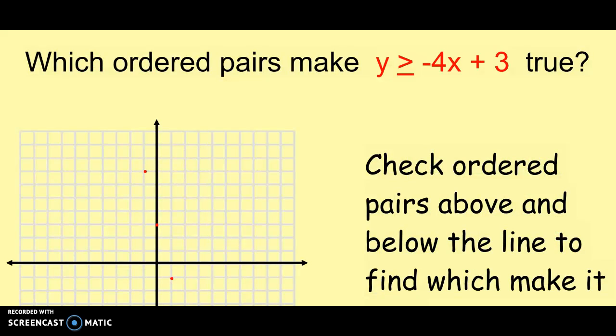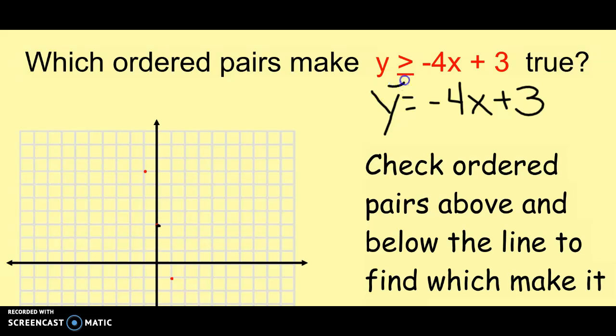We'll get to that at another time because look, now we've got one that has an equal sign under it. So the line that we're going to draw is going to be okay. All right, so let's try this one. Which ordered pairs make y greater than or equal to negative 4x plus 3 true? So we're going to graph the line just as if it were any other line. So let's just graph y equals negative 4x plus 3. You can either put that in your calculator or you can start at your y-intercept and then plot points.